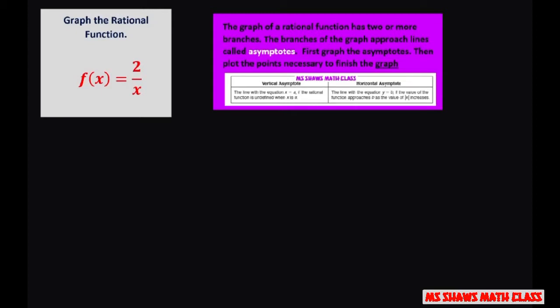The vertical asymptote is where it's undefined. So if you look at this function here, it's undefined at x equals 0. So x equals 0, because it's undefined, it can never be 0, is going to be your vertical asymptote.